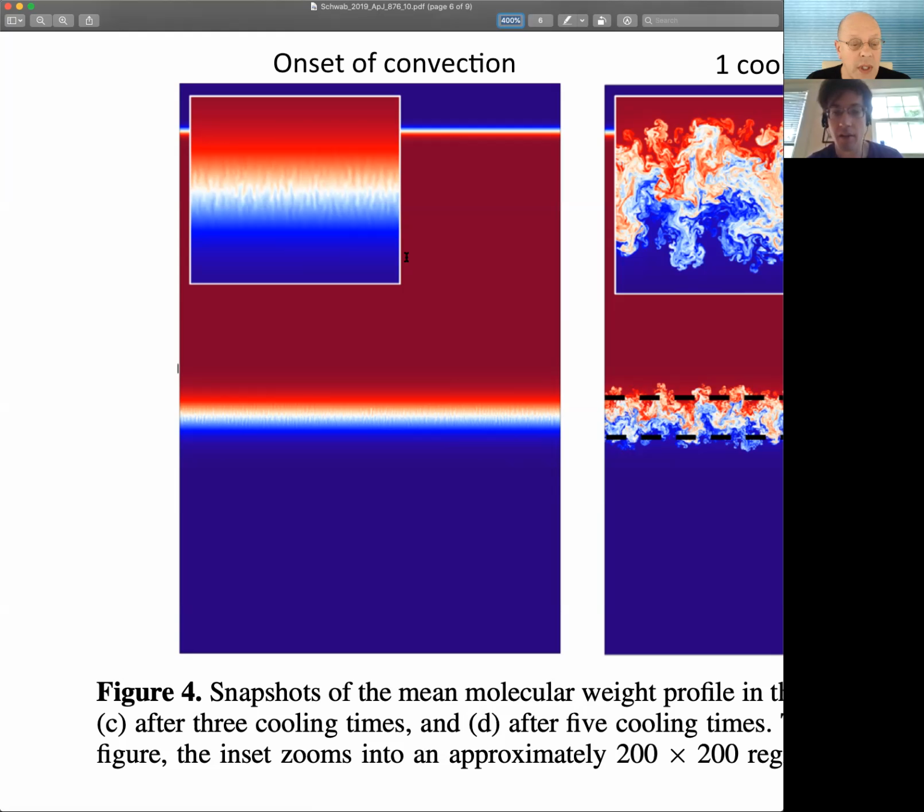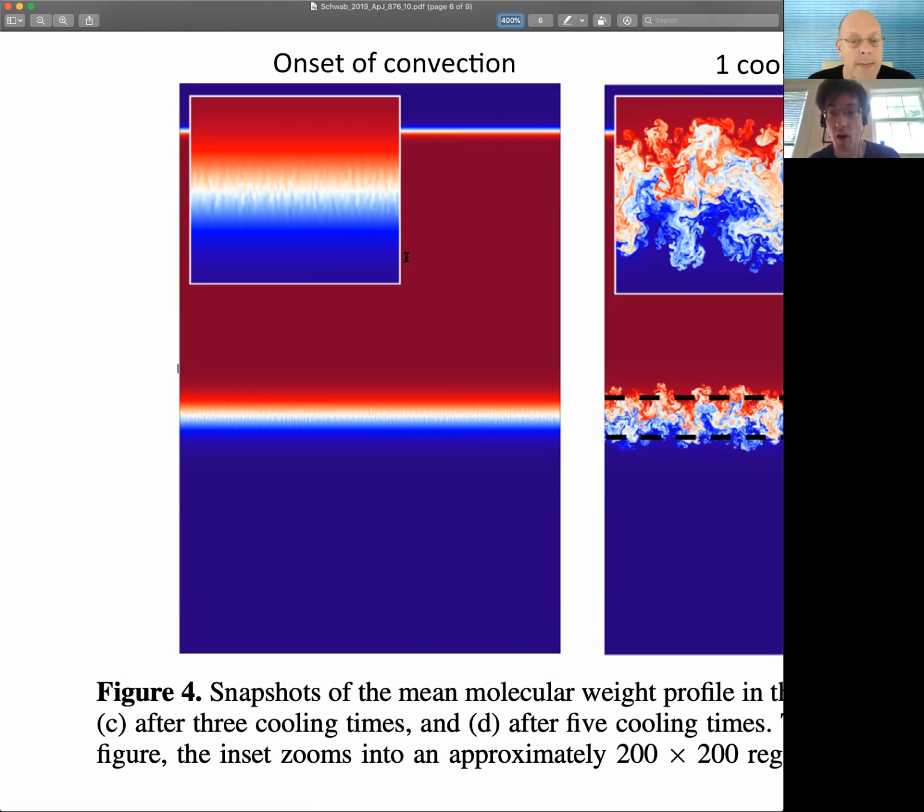So was the interface between the red and the blue perturbed numerically, or is this spontaneous generation? So there's just a little bit of noise to help get this going, so that we don't have to wait all the e-folding times for it to grow. But it is linearly unstable, and so the fingers you're seeing are the nonlinear phase of an instability that we seeded with a little bit of noise.